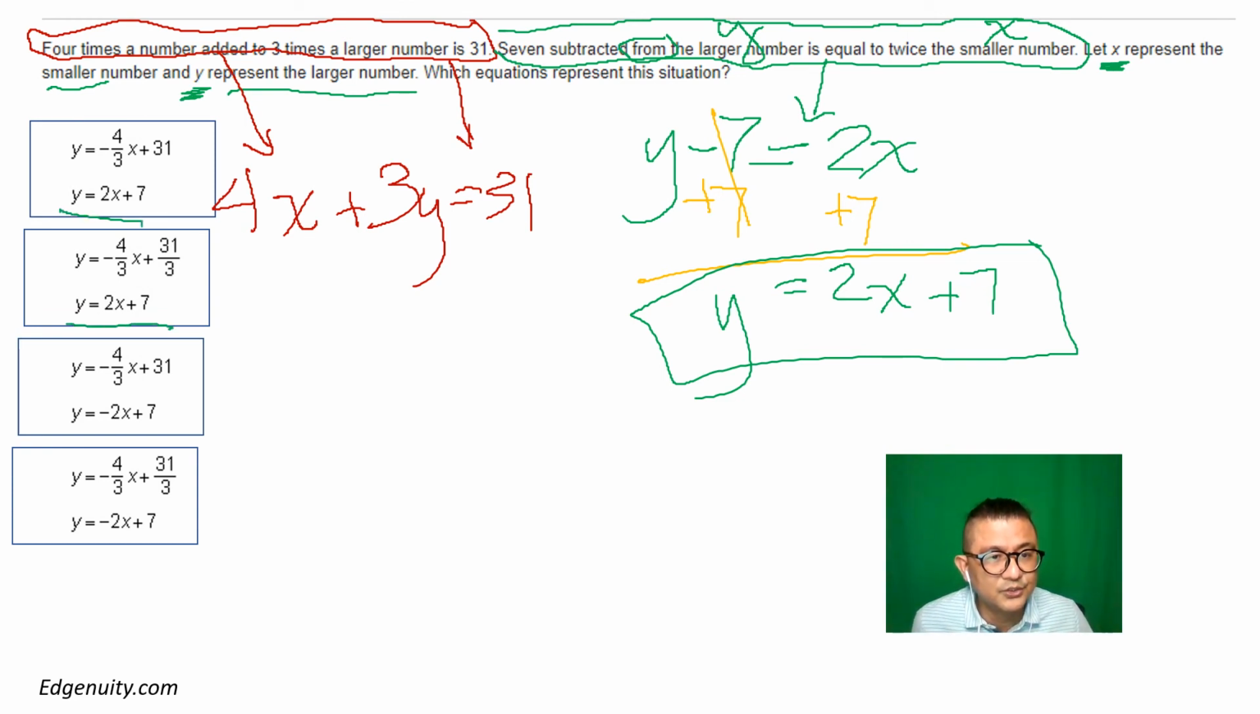You're good, you're good. Y is equal to negative 2x plus 7 is not it. So either or, okay? So now let's fix the first equation.